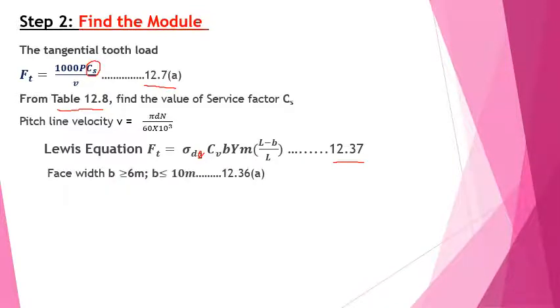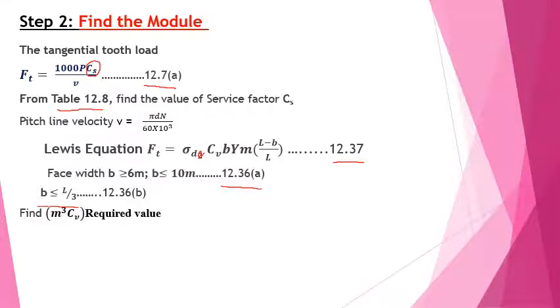The face width in the case of bevel gears is given by equation number 12.36a, which is B greater than or equal to 6 times the module, and less than or equal to 10 times the module. B is also specified in terms of the cone distance by equation number 12.36b, that is B should be less than or equal to L divided by 3. So this is the equation we can use for the face width.